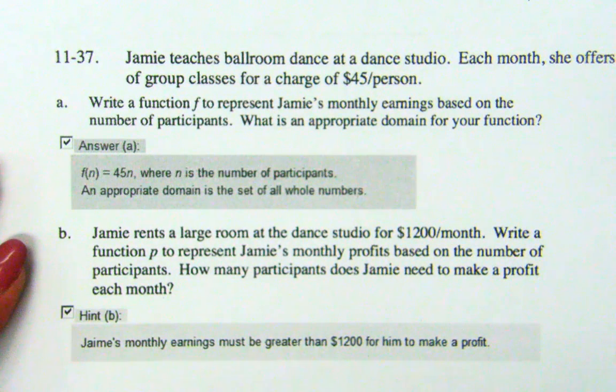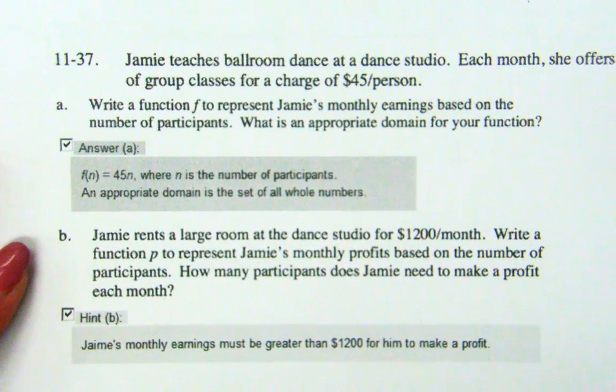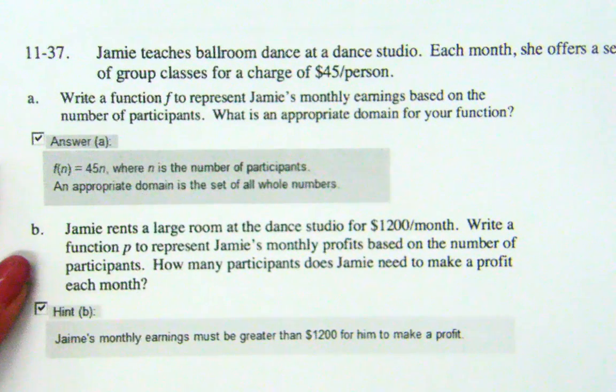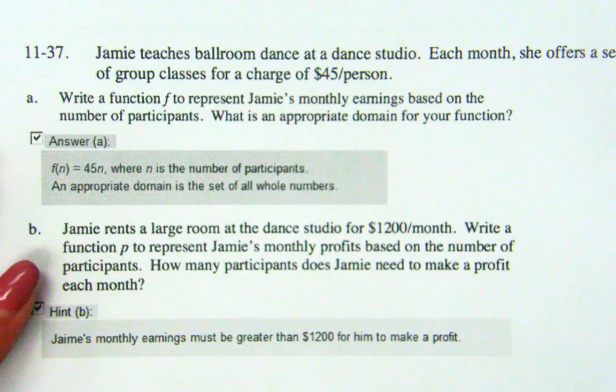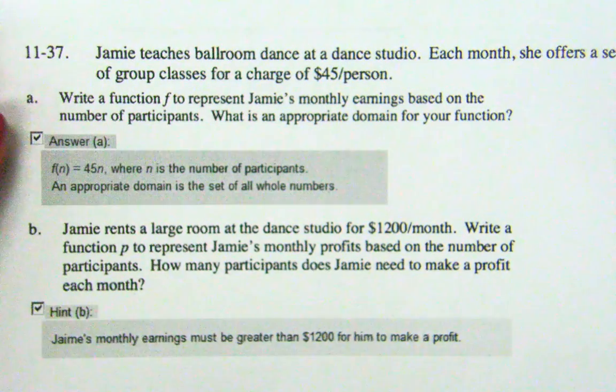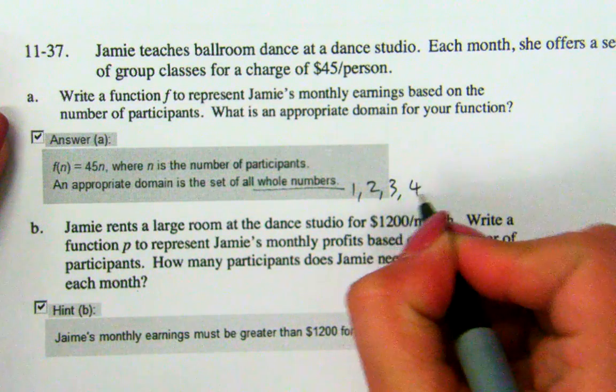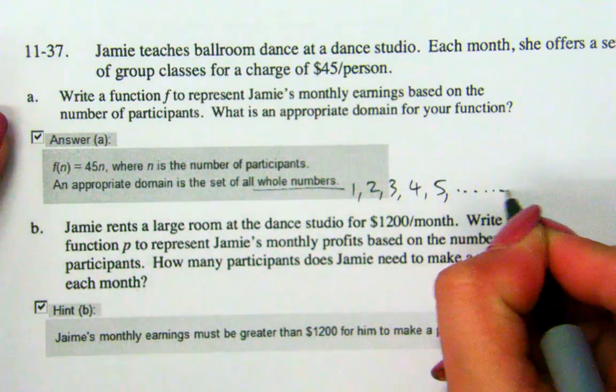An appropriate domain is the set of all whole numbers, because you can't have half a person show up. So you only have one person, two people, three. So whole numbers are 1, 2, 3, 4, 5, and so on, right?